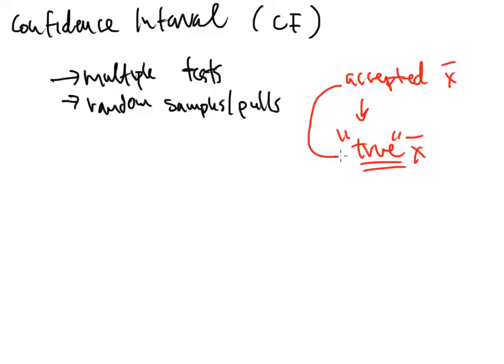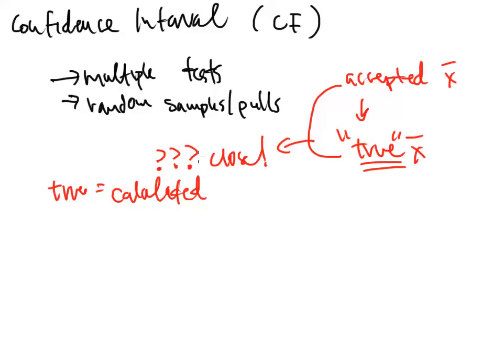The accepted and the true values. They are close, but by how much? That's always the question that we have, and that is what we define as the confidence interval. We cannot calculate true means, but we can compare my true mean to a calculated mean. And this relationship is known as the confidence interval.